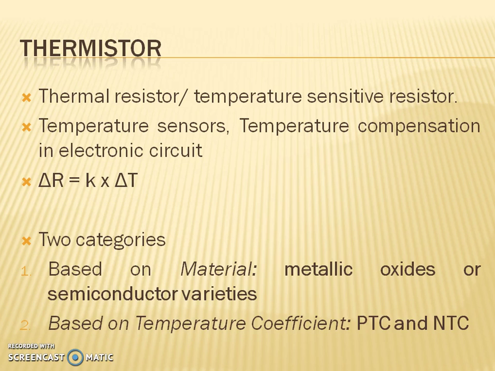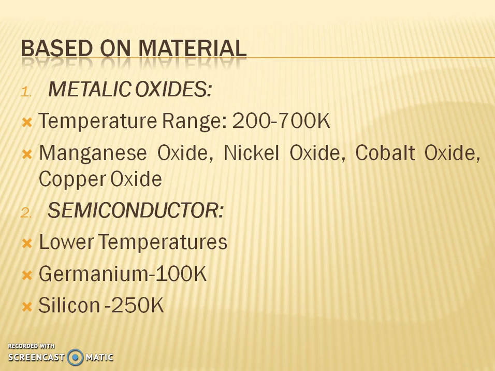Now comes the thermistor, a temperature sensitive resistor. It is used in temperature sensors and temperature compensation in electric circuits. Main applications fall into two categories: based on material, metallic oxides or semiconductor varieties, and based on temperature coefficient, PTC and NTC. Metallic oxides are used for temperature ranges of 200 to 700 Kelvin, using manganese oxide, nickel oxide, cobalt oxide, copper oxide. For semiconductors, at lower temperatures, germanium at 100 Kelvin and silicon at 250 Kelvin are used.